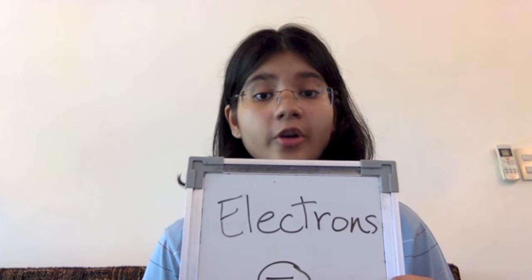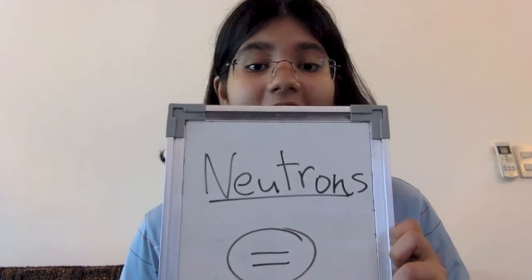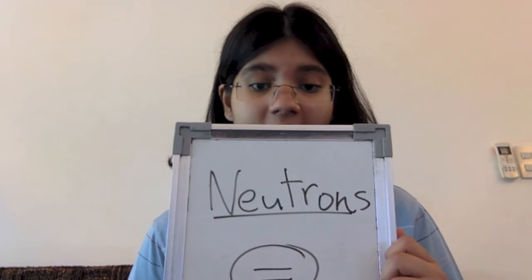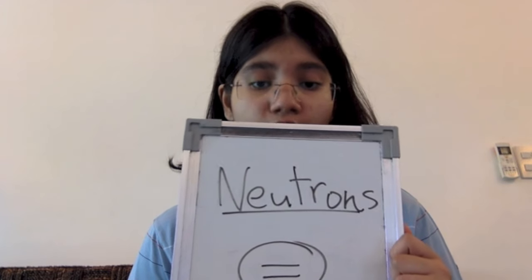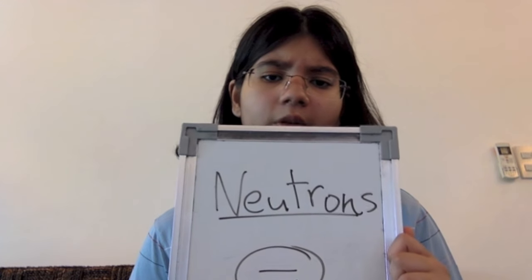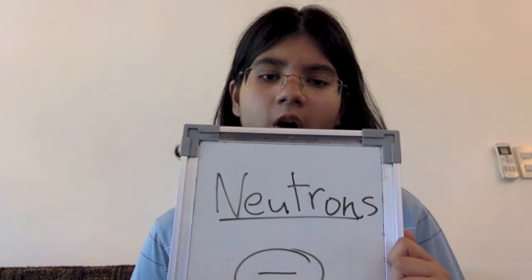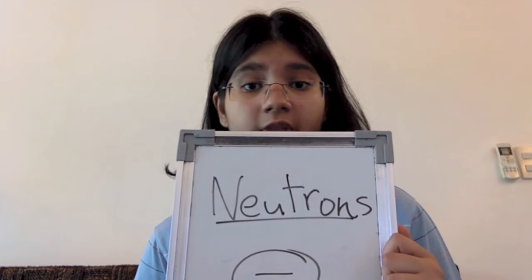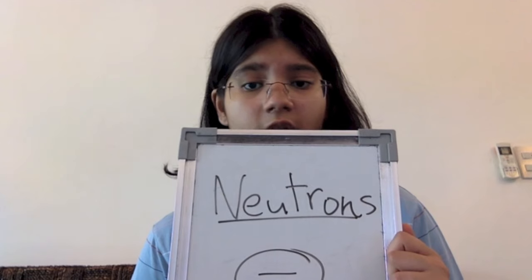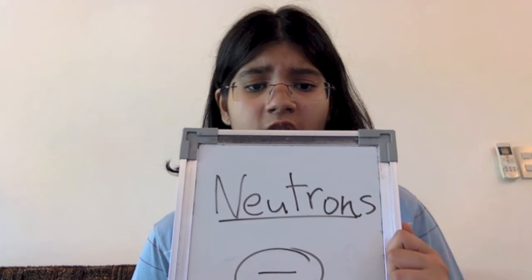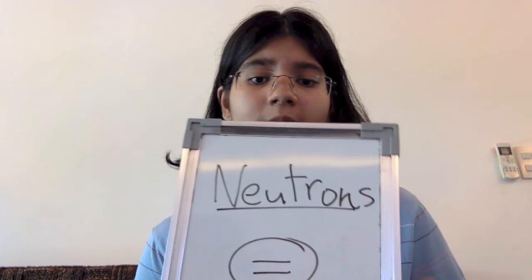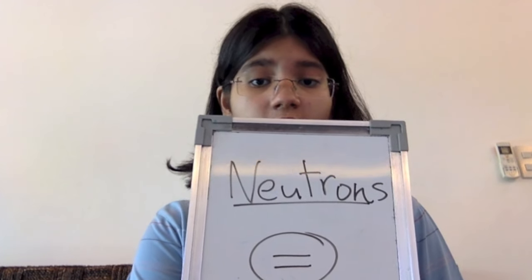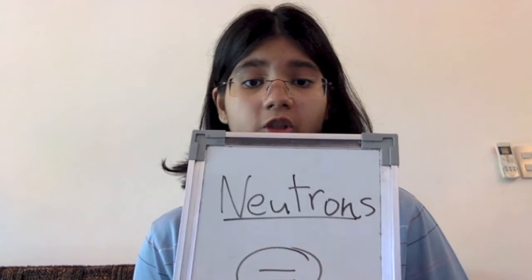Now, let's go for the third particle, neutrons. Neutrons are neutral, as the name might suggest, because they have no charge. Now, you might be wondering, in an atom, there are protons and neutrons and electrons. The protons are positively charged, and the electrons are negatively charged, right? So why in the world do we have something so weird, such as neutrons, that are neutrally charged?